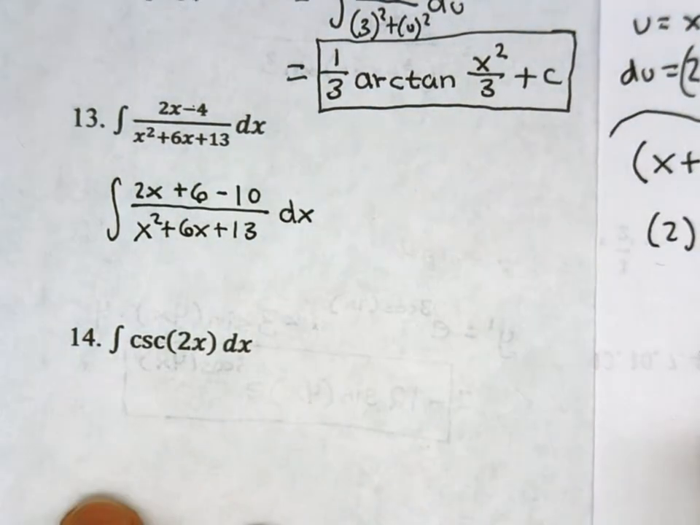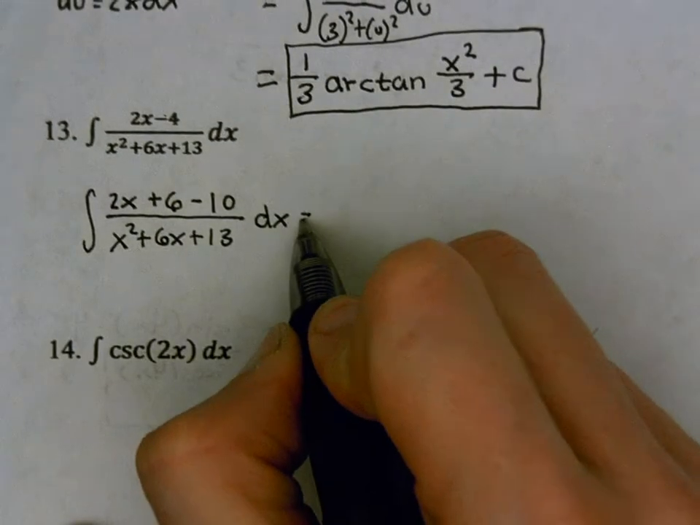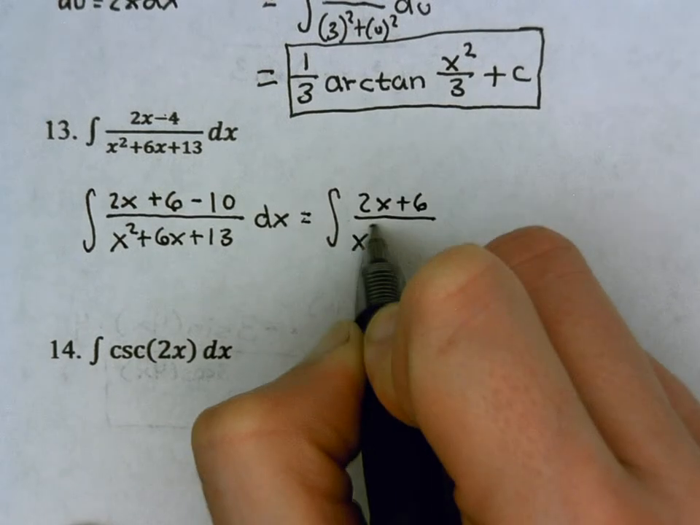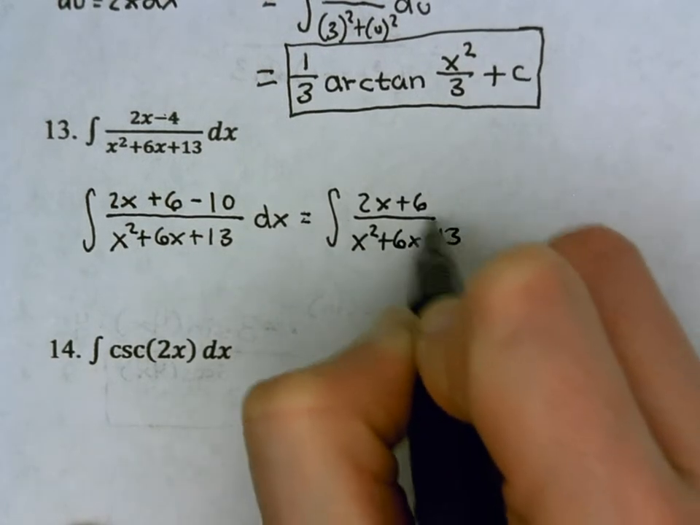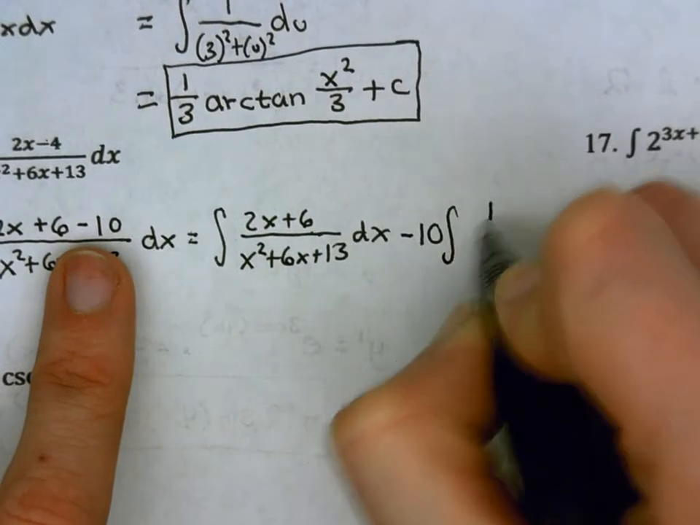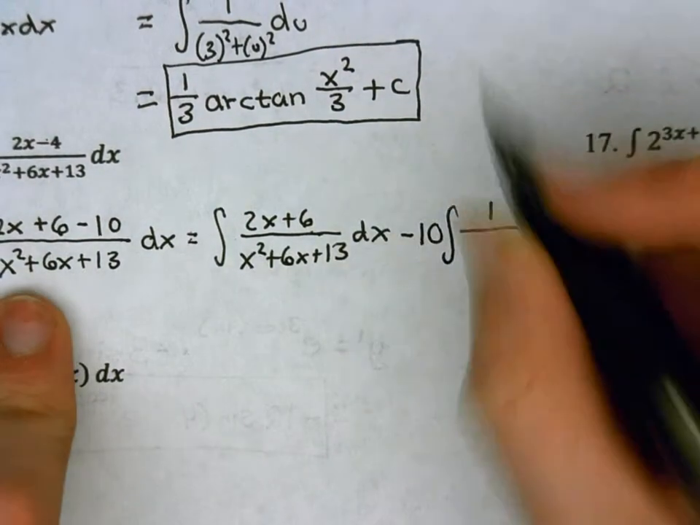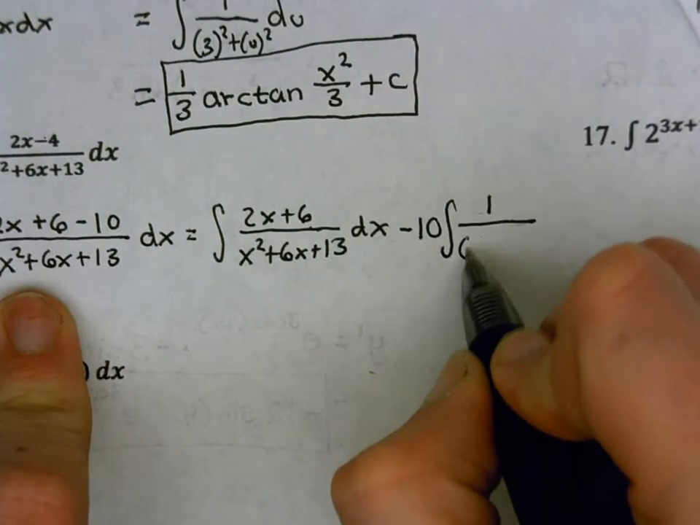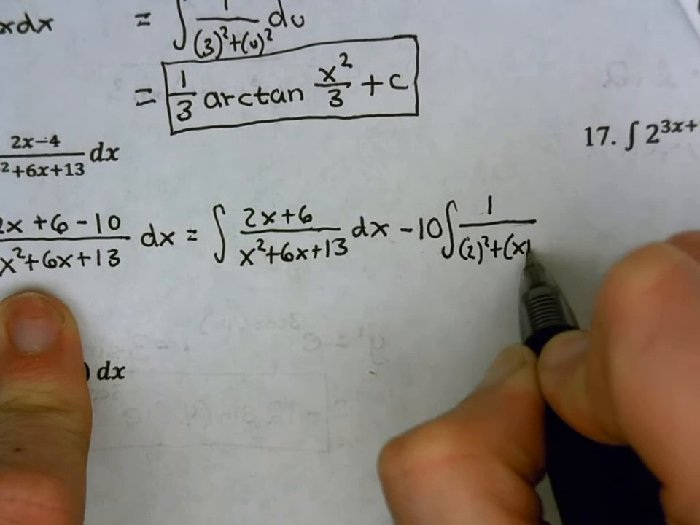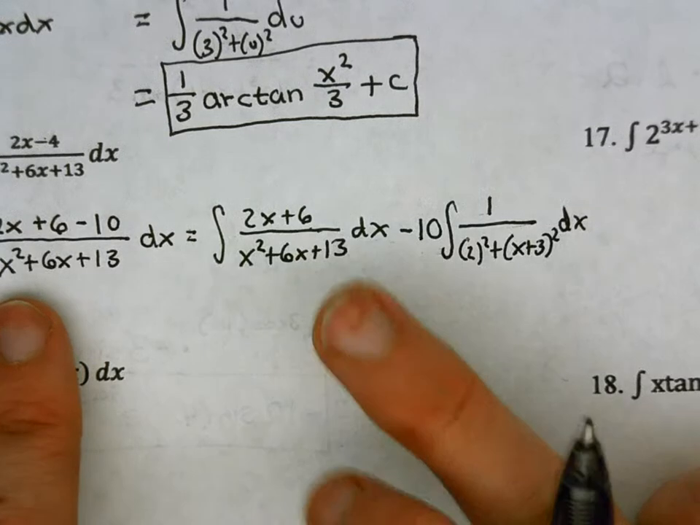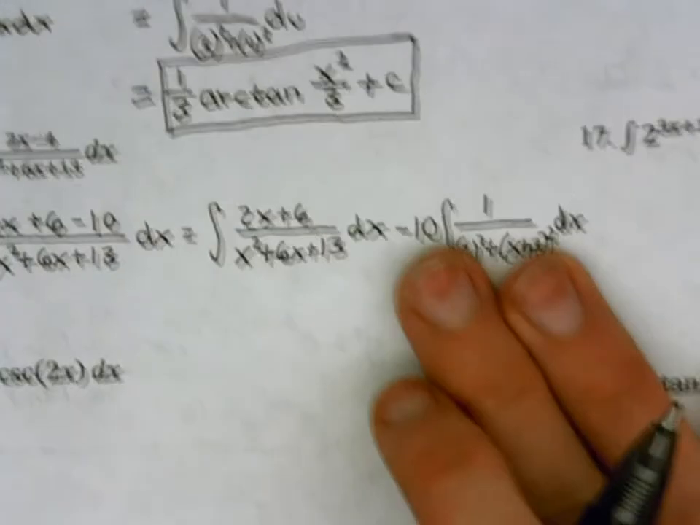Okay, so now we can split the fraction. We have (2x + 6)/(x² + 6x + 13), and that's going to be my u du piece. And then this minus 10, and this one is going to be my complete the square piece. And we already did the complete the square over here, so I'm going to go ahead and put that in. We're at 2² + (x + 3)² dx. And so now we have our two pieces: we have our u du and our arctan. So that's the last step.